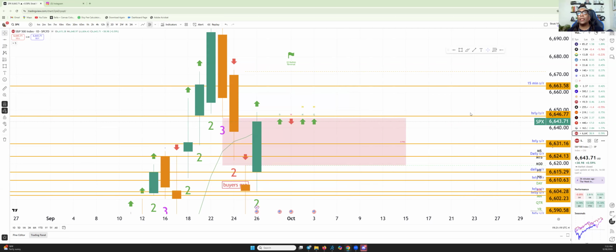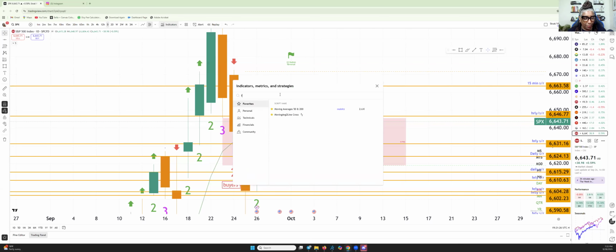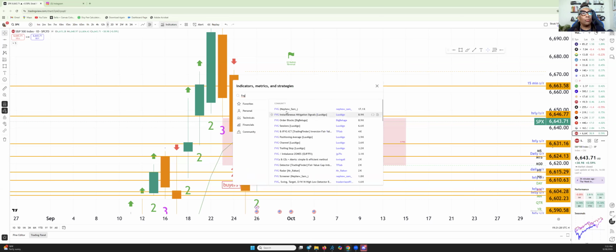Is the fair value gap in Thinkorswim? Yes, it is in Thinkorswim. It is FVG, type in FVG, and it's the top one by Nephew Sam.